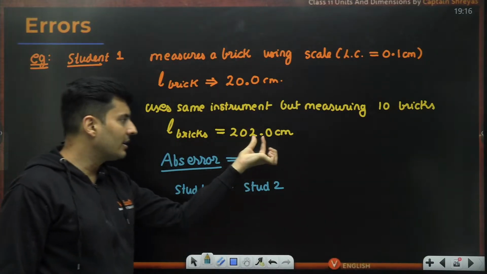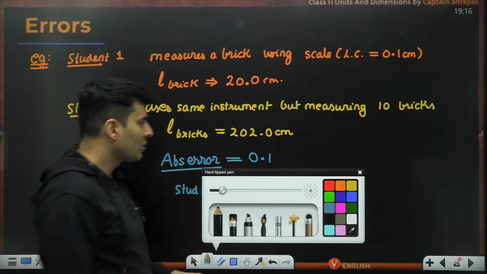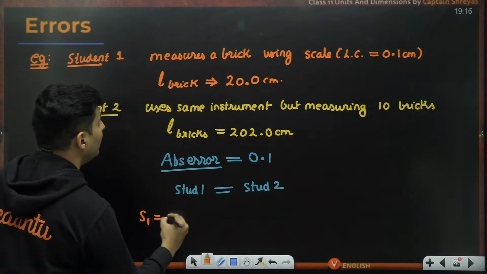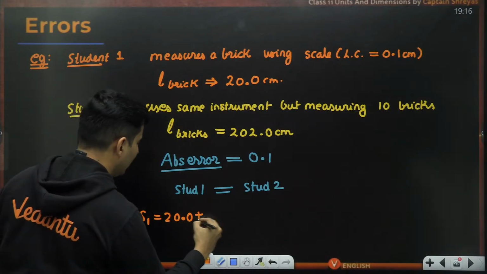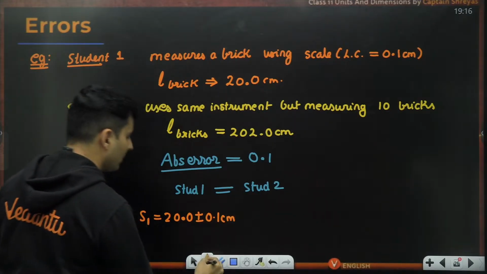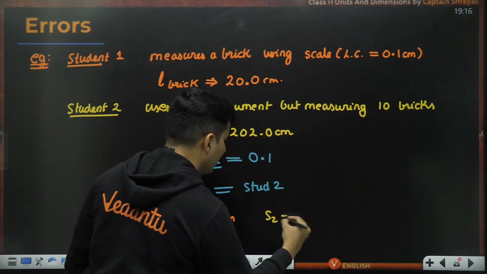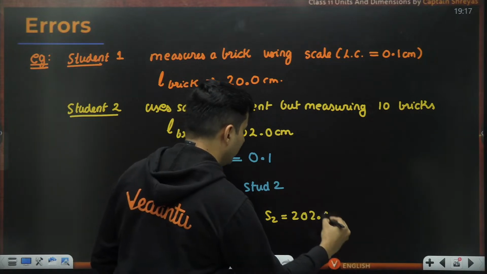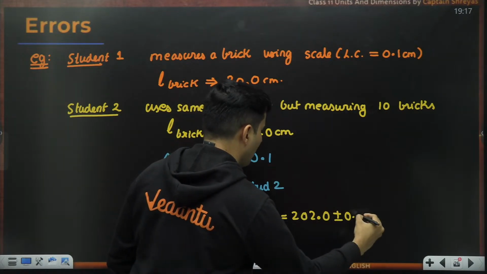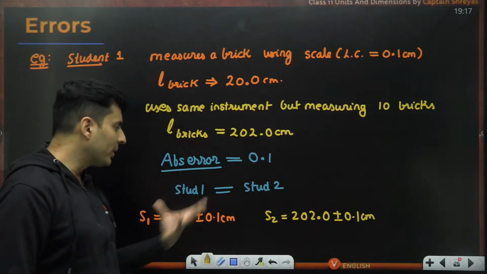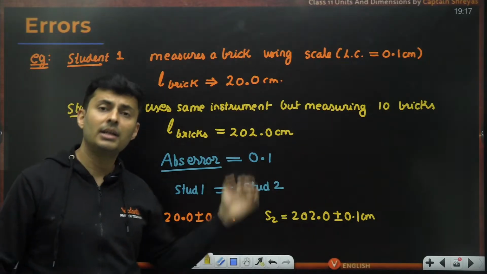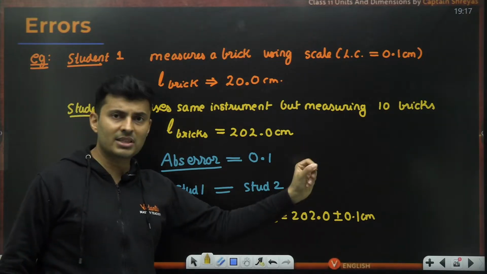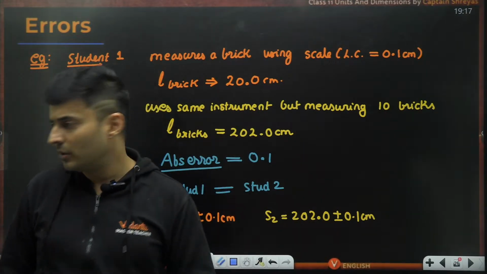So absolute error is the uncertainty in the measurement. If student 1 has to tell the reading, it will be technically 20.0 plus minus 0.1 centimeter. If you ask me student number 2's reading, it will be nothing but 202.0 plus minus 0.1 centimeter. So both the readings have the same absolute error in whatever they have measured. Same scale, same instrument, same absolute errors.